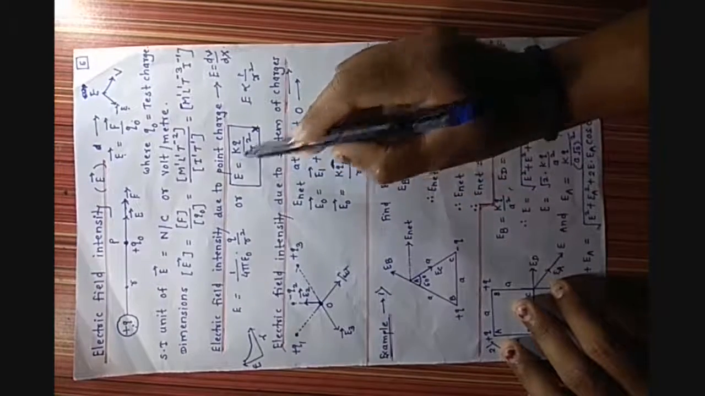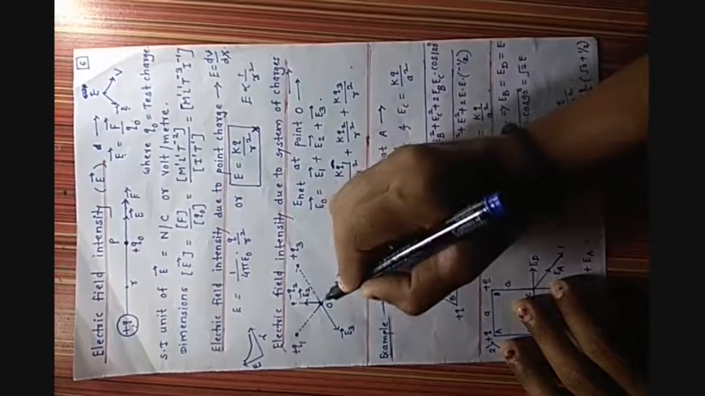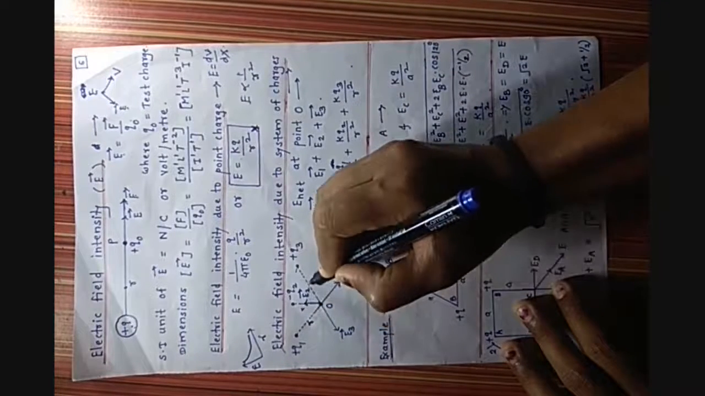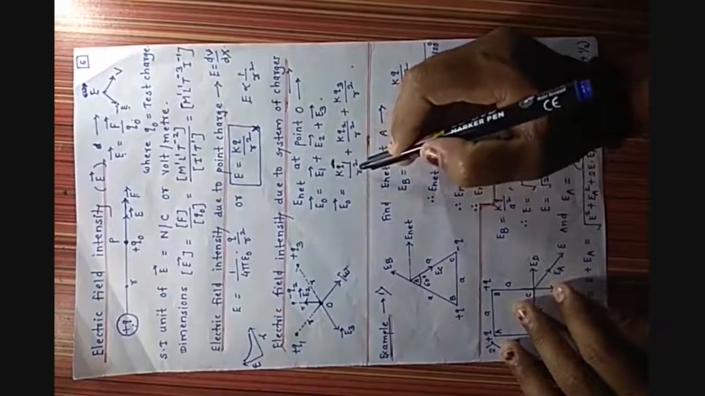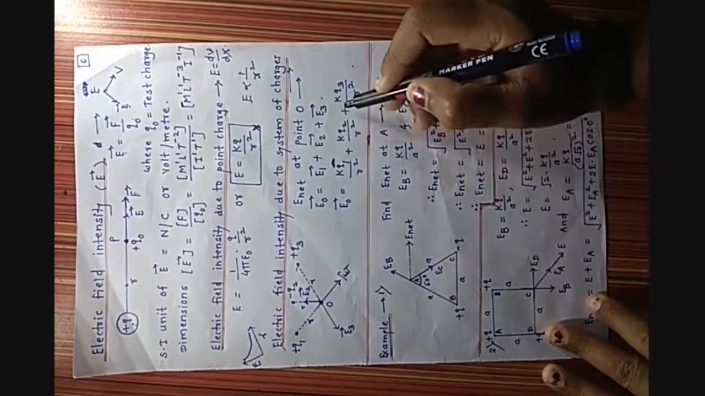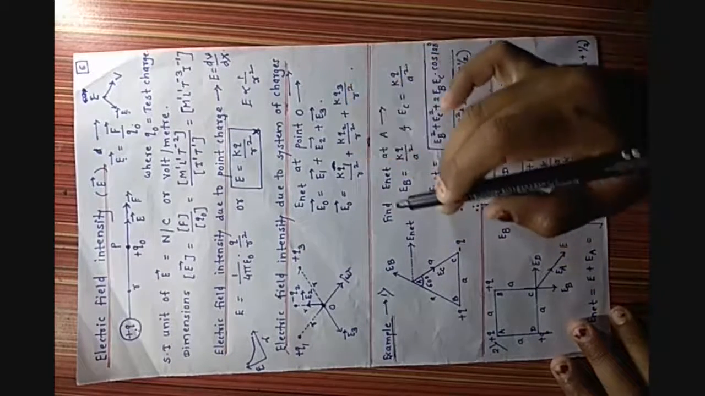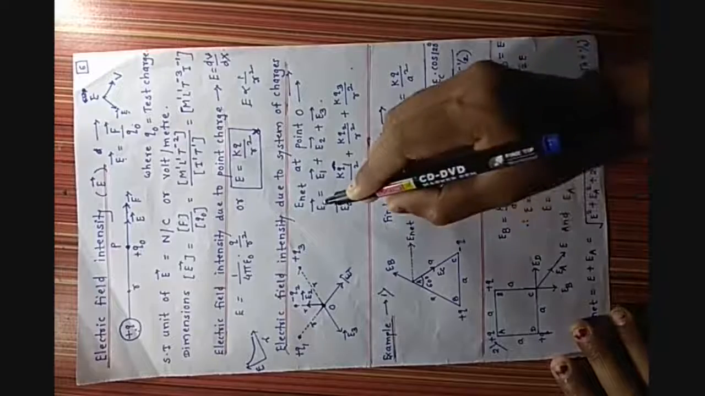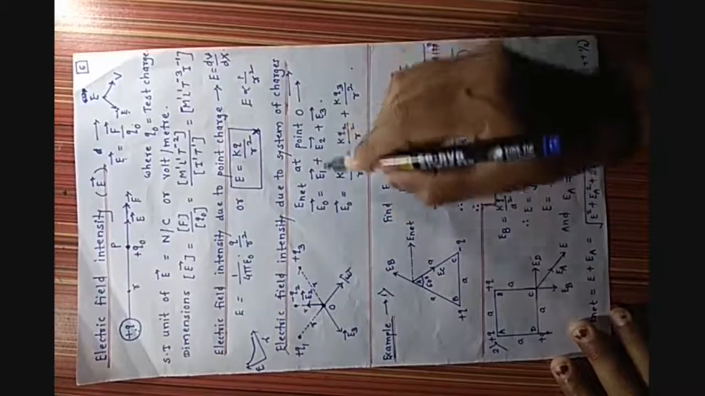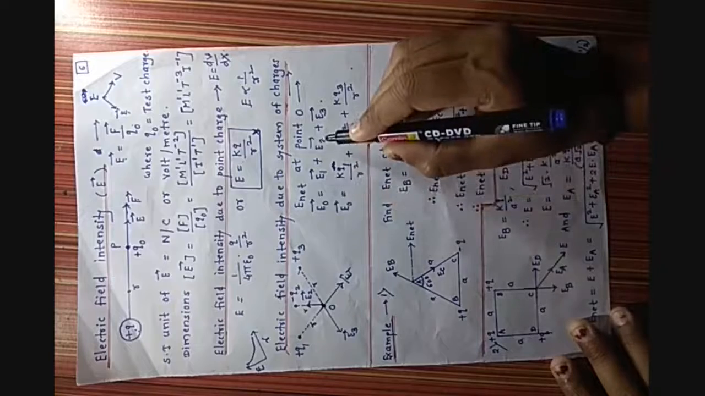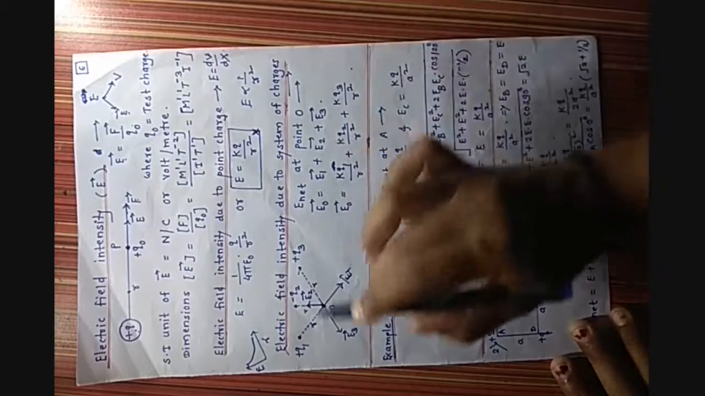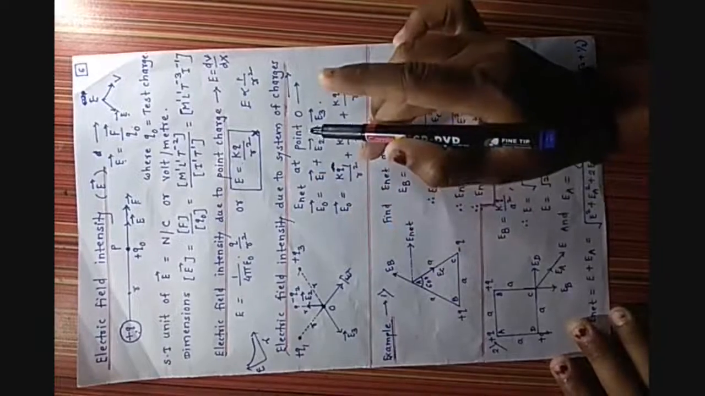E1 equals, by using this formula, K is a constant, R is the distance. This distance R, same distance. So KQ1 upon R square plus KQ2 upon R square plus KQ3 upon R square. एक गोष्ट लक्षात घ्या, जोपर्यंत आपण इलेक्ट्रिक पोटेन्शियलचे न्यूमेरिकल सॉल्व्ह करत नाही तोपर्यंत चार्जेसची पोलॅरिटी कन्सिडर करायची नाही. जर आपण इलेक्ट्रिक फील्ड इंटेन्सिटी वेक्टर फॉर्म मध्ये लिहित असू, तर आणि तरच पोलॅरिटीज कन्सिडर करायच्या आहेत.